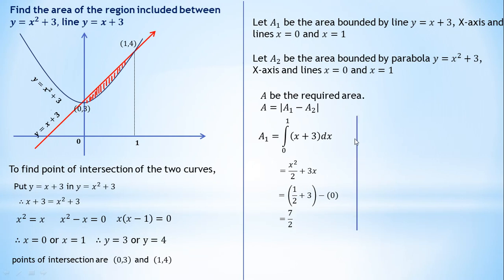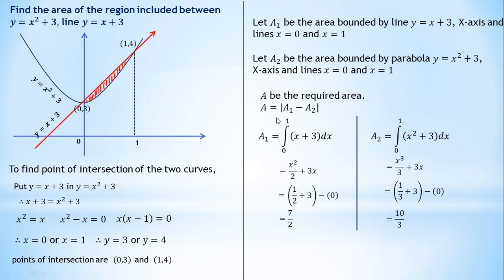Similarly, if you want to find out A2, then A2 is equal to integration from 0 to 1 of the function y is equal to f of x. Now here y is nothing but x square plus 3. So we have to integrate x square plus 3 here. So what is the integration of x square plus 3? Integration of x square is x cube upon 3 plus 3x. Okay. Now if you put the upper limit, we get 1 by 3 plus 3 minus, if you put the lower limit 0, then it will be totally 0. So 1 by 3 plus 3, that is nothing but 10 upon 3. So this is A1, this is A2.